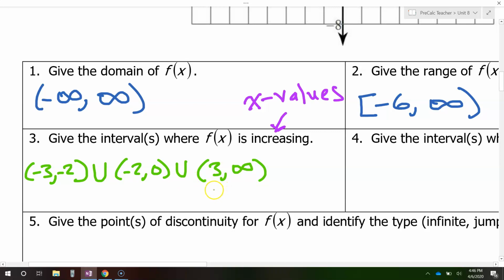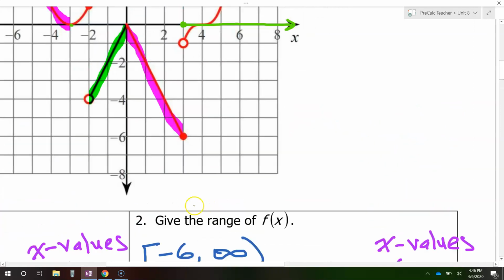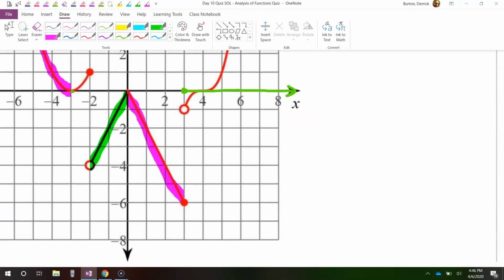Those are the increasing intervals. Now let's talk about the decreasing intervals.